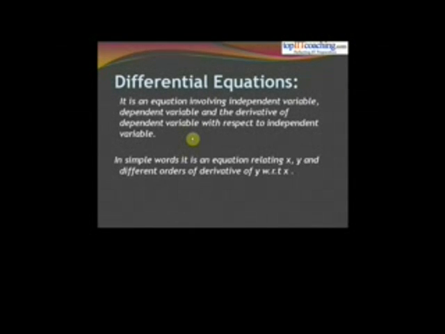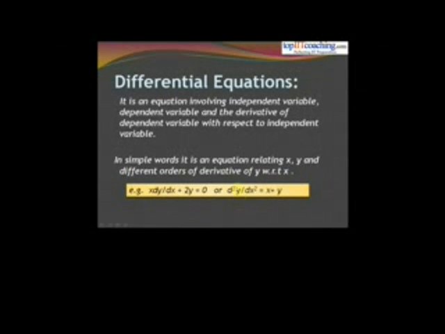So this is an equation in which you will find x, you will find y, and you will find derivatives of y with respect to x. This could be dy by dx, or d square y by dx square, or d cube y by dx cube, and so on. For example, if I say x times dy by dx plus 2 times y equal to 0, here we see that this is an equation in which we find x, we find y, and we also find the derivative of y with respect to x.